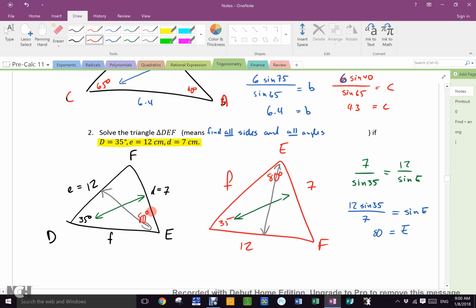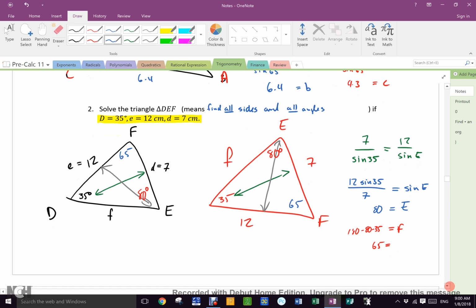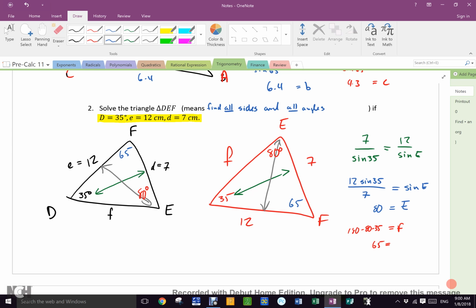Which means, do you now automatically know angle F? How? 180 minus. So angle F equals 180 minus 80 minus 35, which is what? Max already said it. F is 65. Once you have F, what can you now do? Seven? Oh, I see. You've gone ahead a step. Yeah, keep going, Max. What do I now have?